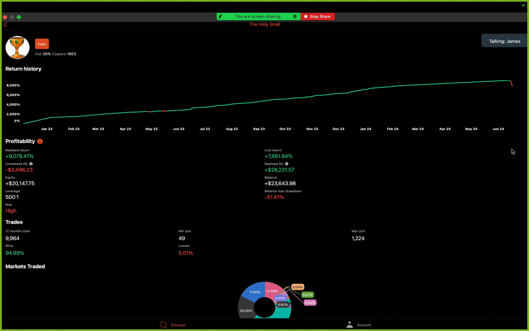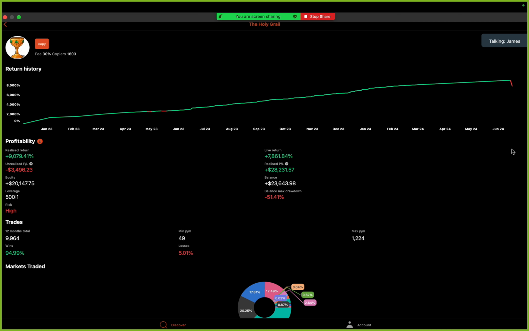Now, the first thing you can see is that there are 1,600 people copying this trader. You can see that in the top left. There is also a fee of 30%. That means out of all the profits that are generated, 30% will go to the individual who is producing these results, and you keep 70%.